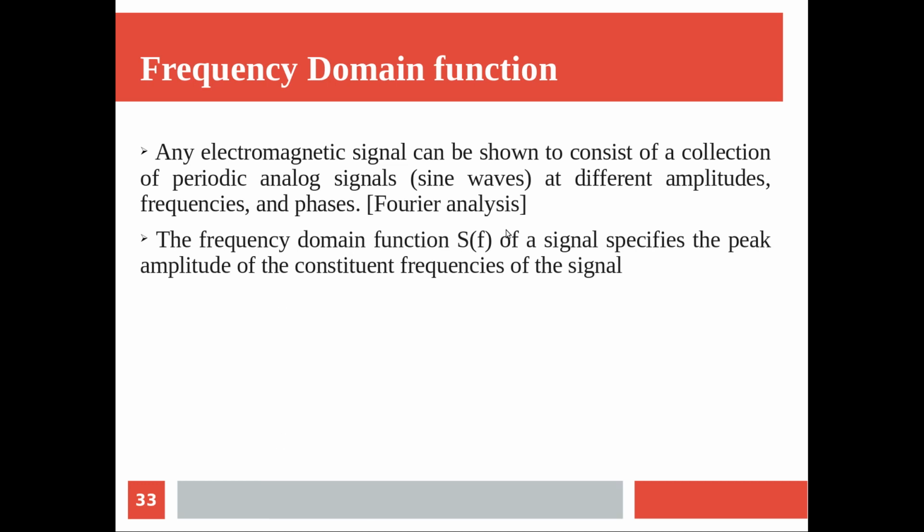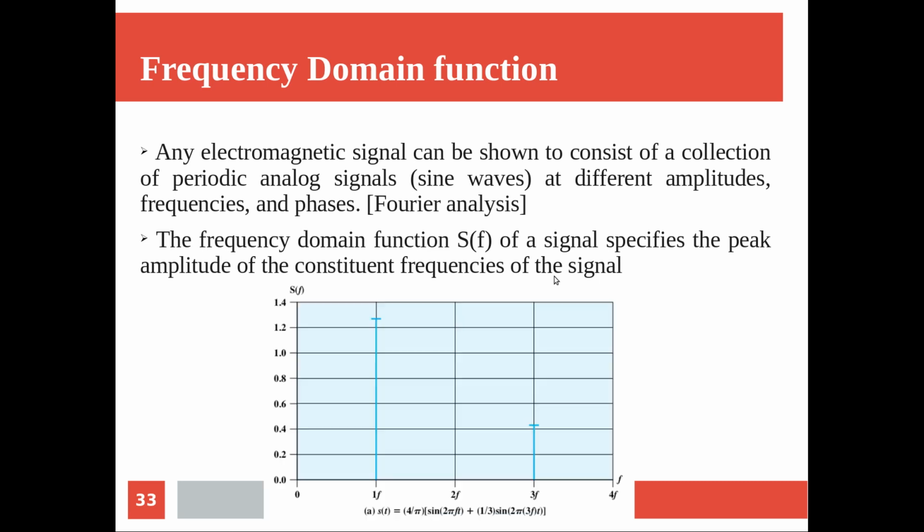So, the frequency domain function or the plot S of f of a signal specifies the peak amplitude of the constituent frequencies of the signal. So far we were seeing the time domain plot, now we are going to see the frequency domain plot, and it will be like this. For the previous example, that is the signal 4 by pi into sine 2 pi f t plus 1 by 3, that we already saw, the fundamental frequency is f, another frequency component is 3f, right, and corresponding to each frequency component, f and 3f, what is the maximum amplitude.